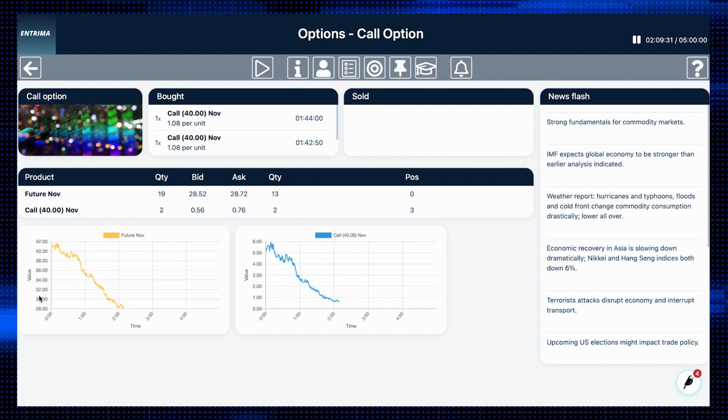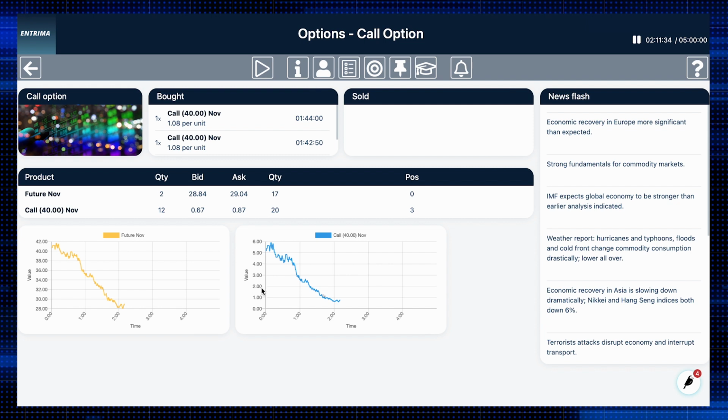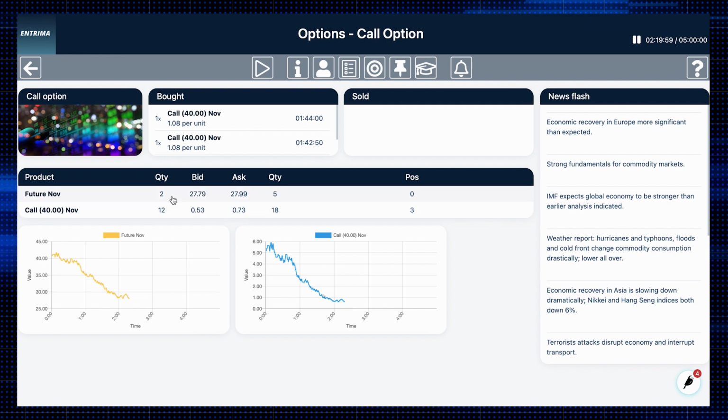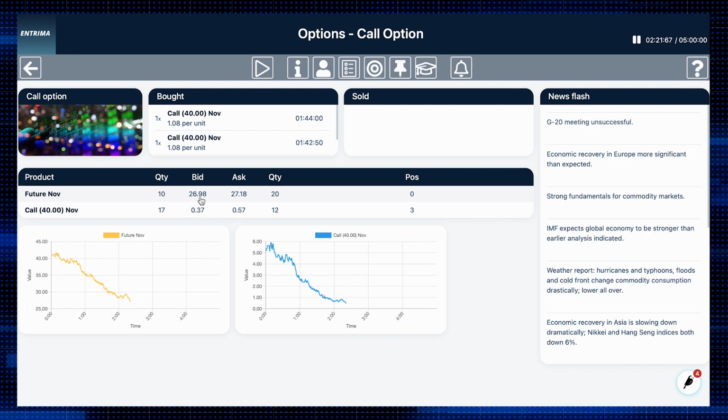How much this differential is depends on various factors, such as the moneyness of the option, namely, is the option in, at, or out of the money? And if in the money, how deep? Or if out of the money, how far?